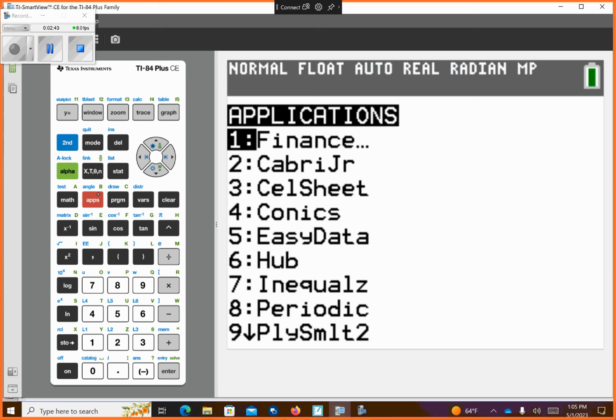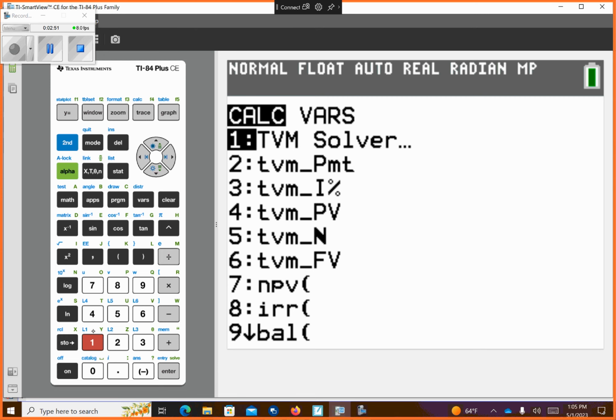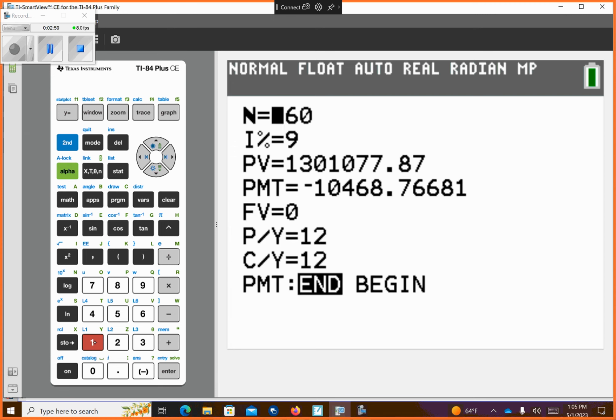Okay. Being that we're talking about money, I bet you finance is where we're going next. So we're going to go to finance, and it's going to take you to this, and then we want something called the TVM solver, which is also number 1. Now mine already has pre-existing stuff in there, but don't worry about that.